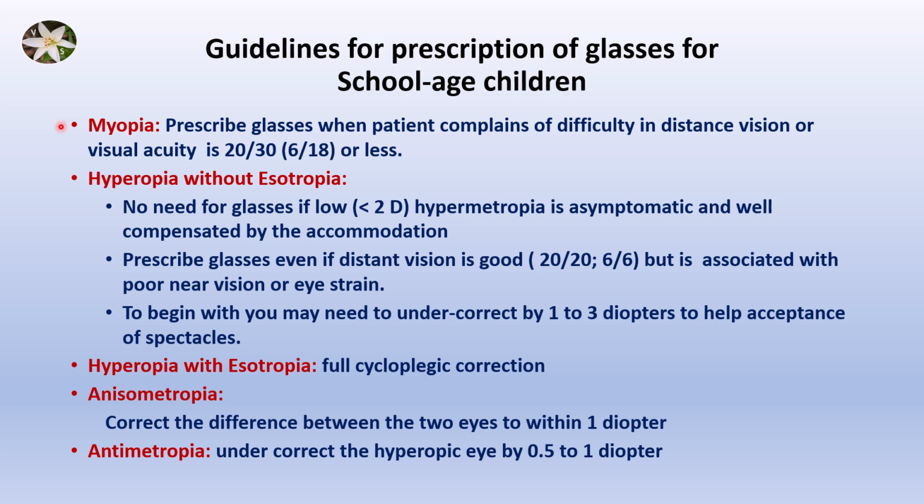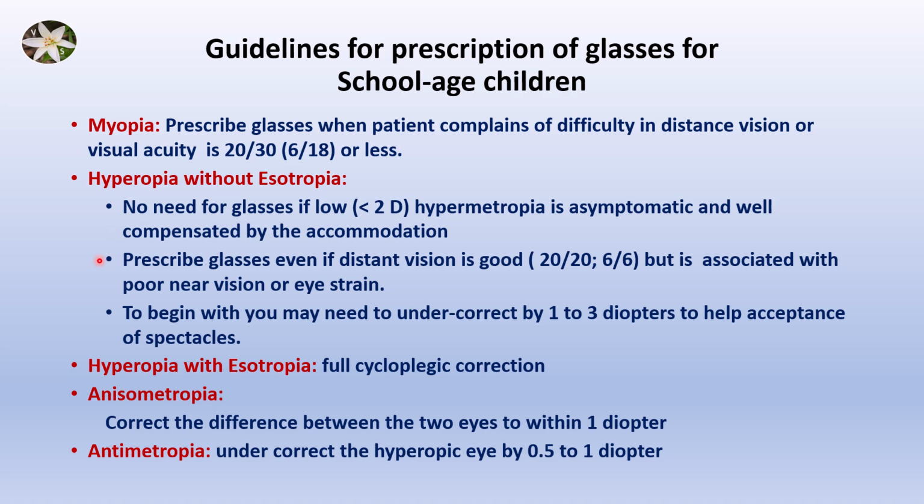In mild myopia, the child has minimal complaints and his near vision is not affected. So prescribe glasses when the patient complains of difficulty in distance vision or visual acuity is 20/30, that is 6/18, or less. In hypermetropia without esotropia, there is no need for glasses if there is a low degree of error and is asymptomatic and well compensated by the accommodation.